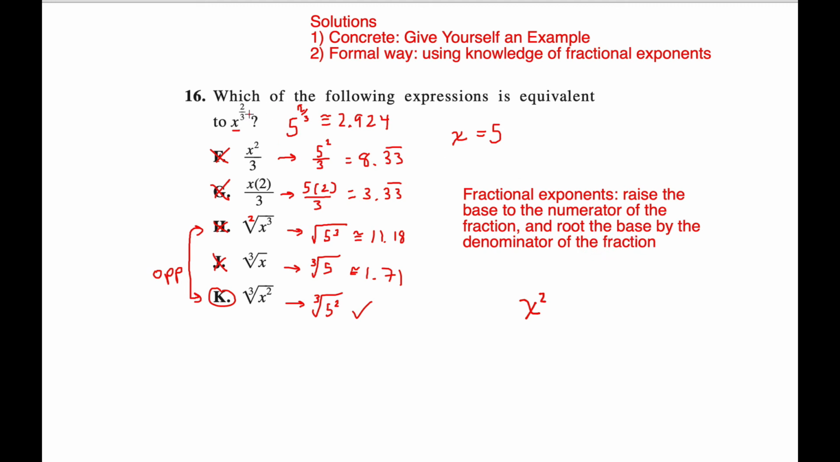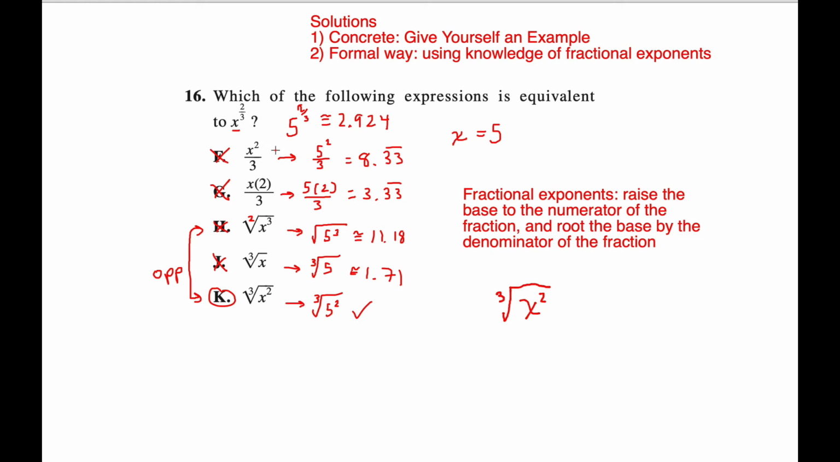So the denominator of this fraction is 3. So we're going to take the third root of this expression right here. So it becomes the cube root of x squared, which matches up with what we got in the concrete approach, answer choice K. And in solving it in this more formal way, these wrong answers also begin to make more sense.